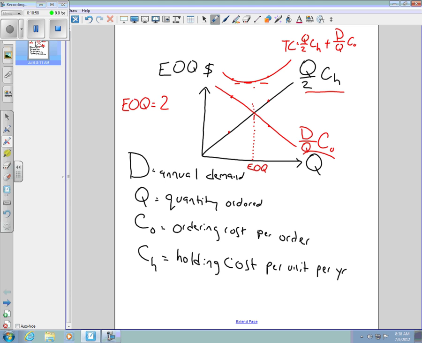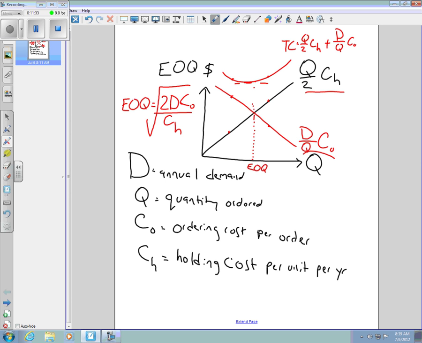It's 2 times D times my ordering cost over my holding cost. I'm going to take the square root of that. Okay, that's a formula I'd provide for you on an exam, or you'd have available too. You don't need to memorize it, but it's 2 times D times the ordering cost divided by the holding cost, and then you take the square root of that, and that gives you the EOQ.